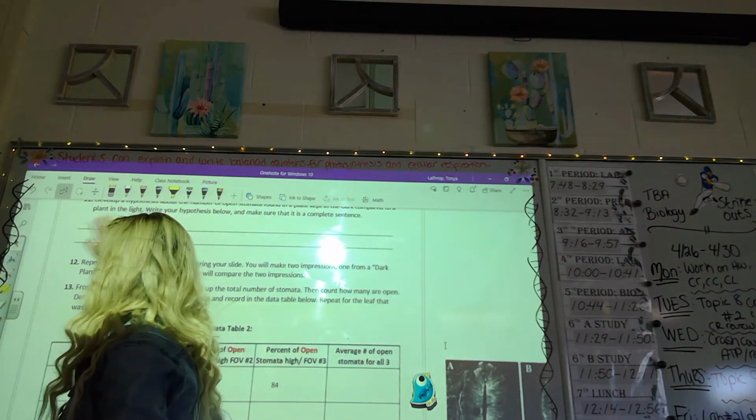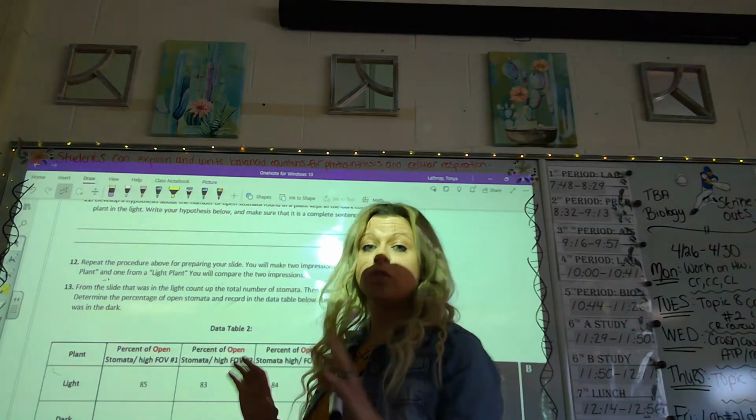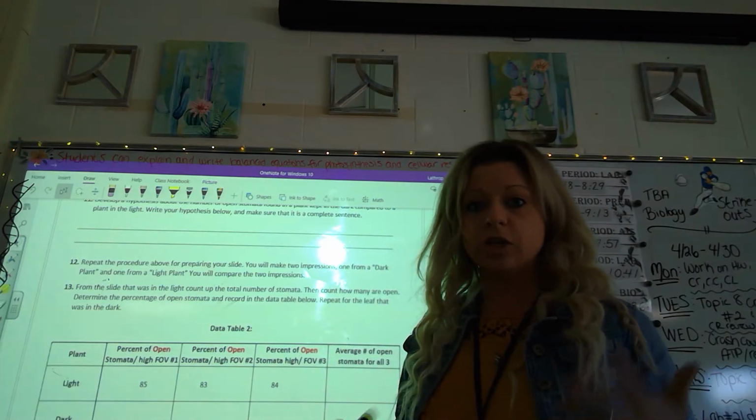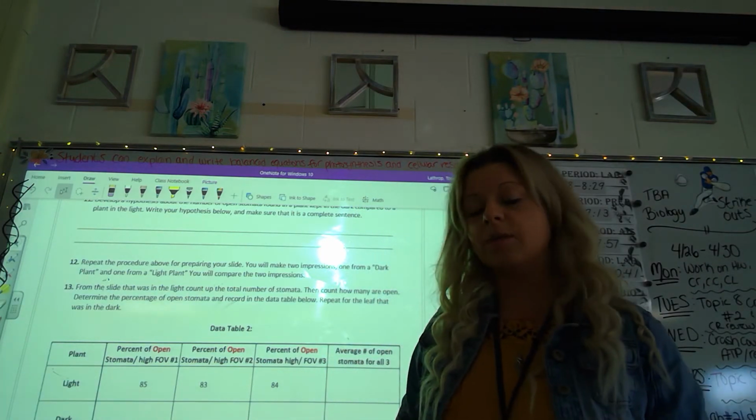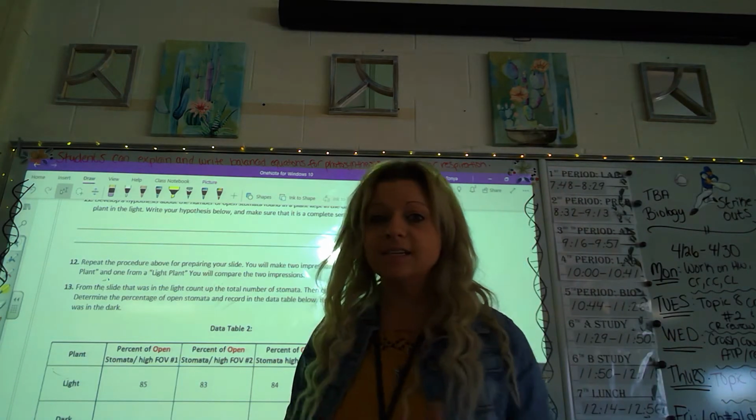All I care about is when I look at your lab, you have an if-then statement, and you tell me what do you think, using your plant physiology, would there be more open stomata in the night or in the dark? So now, what I did do was I actually did this part for you guys.